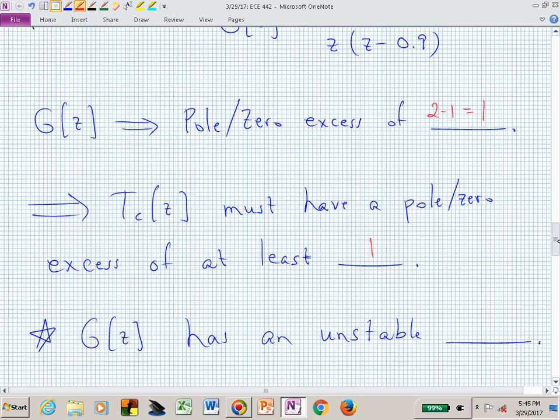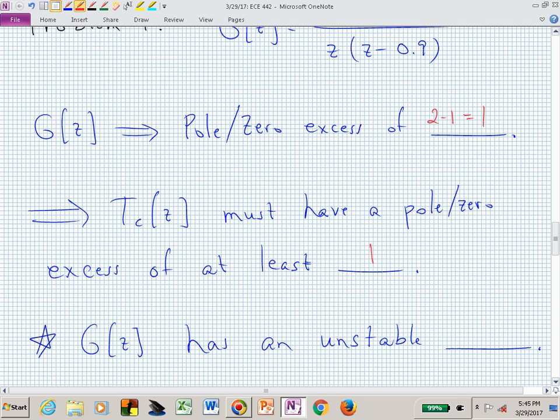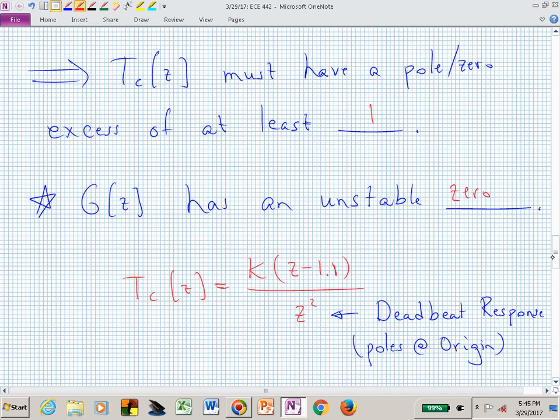So this next starred question, G of z has an unstable zero, and by restriction 2, we need to make sure that our desired closed-loop transfer function maintains or preserves that unstable zero factor. So that means we have to include in our desired closed-loop system a factor in the numerator of z minus 1.1.